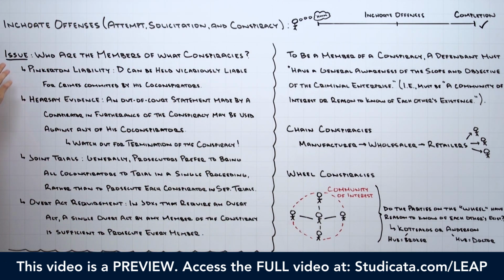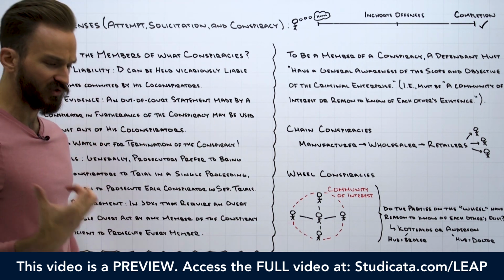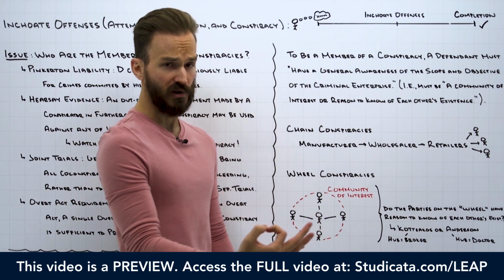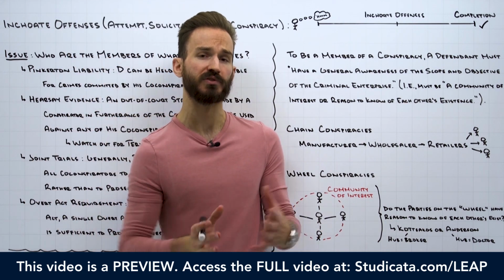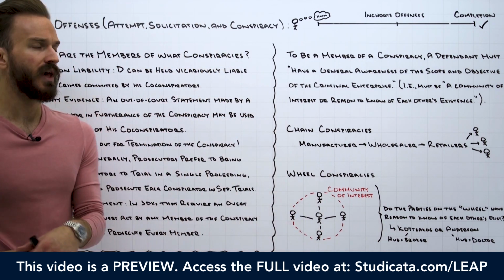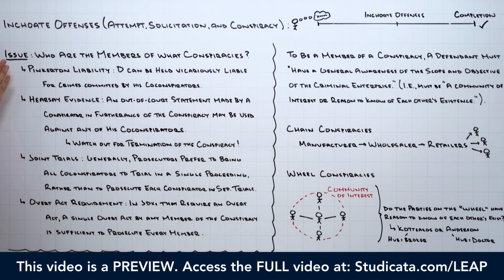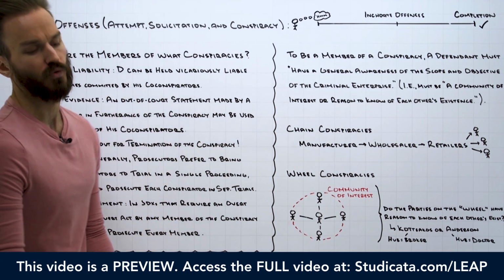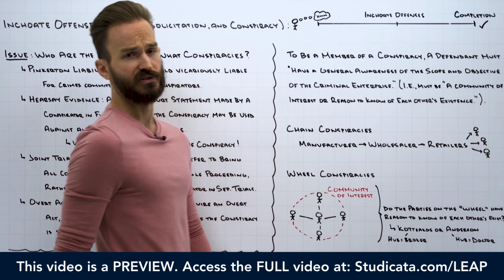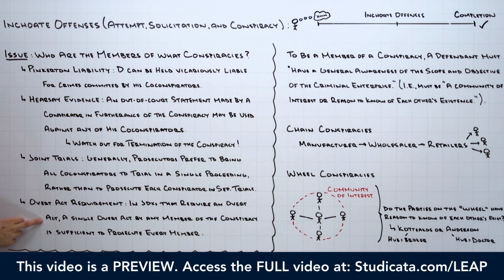But again, there's four major topics I want to talk about here, four reasons why making this determination, right? Who are the members of what conspiracy is ultimately going to be important, right? Number one, we have Pinkerton liability, we have the use of hearsay evidence, we have the concept of joint trials, and the overt act requirement, which we talked about in our first lesson on conspiracy in some detail. But we can start with Pinkerton liability.